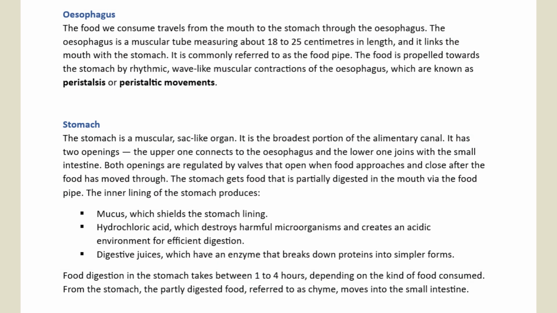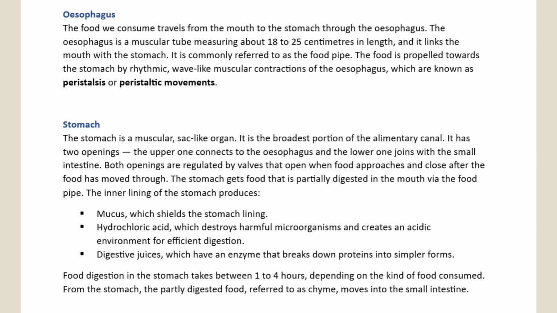Esophagus. The food we consume travels from the mouth to the stomach through the esophagus. The esophagus is a muscular tube measuring about 18 to 25 centimeters in length, and it links the mouth with the stomach. It is commonly referred to as the food pipe. The food is propelled towards the stomach by rhythmic, wave-like muscular contractions of the esophagus, which are known as peristalsis or peristaltic movements.